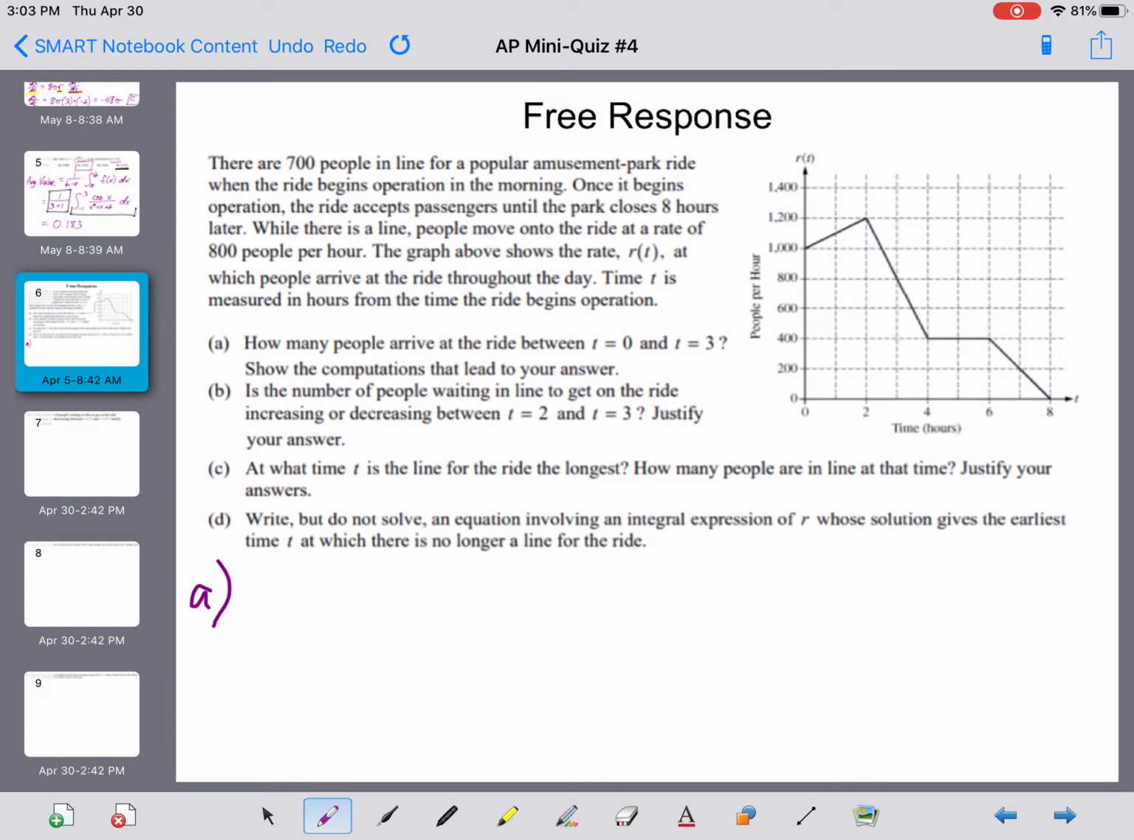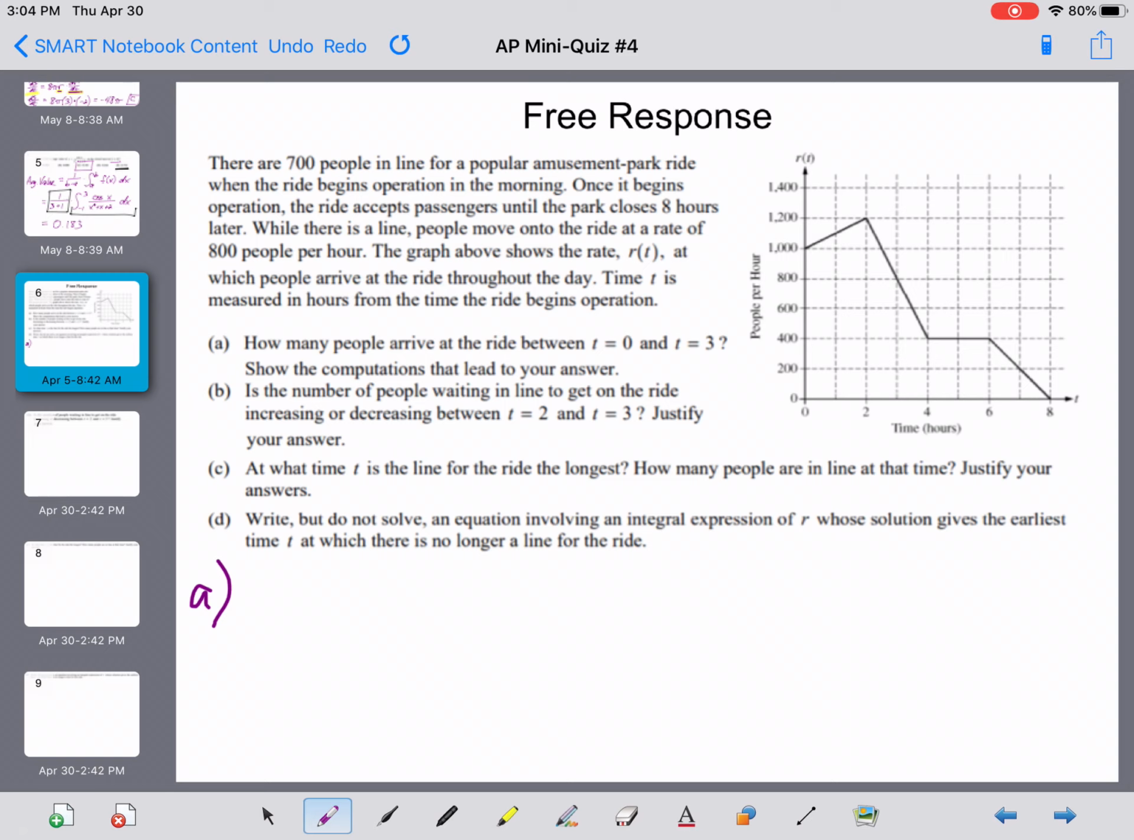700 people are in line for a popular amusement park ride right when the ride begins operation in the morning. Okay, so they open up the gates at Walt Disney World. Everybody floods in before they even start Space Mountain. Okay, so 700 people get in line and then they turn the machine on. Once it begins operation, the ride accepts passengers until the park closes 8 hours later. Well, that's BS. Any good amusement park is going to be open a lot longer than 8 hours. But anyway, while there is a line, people move onto the ride at a rate of 800 people per hour.